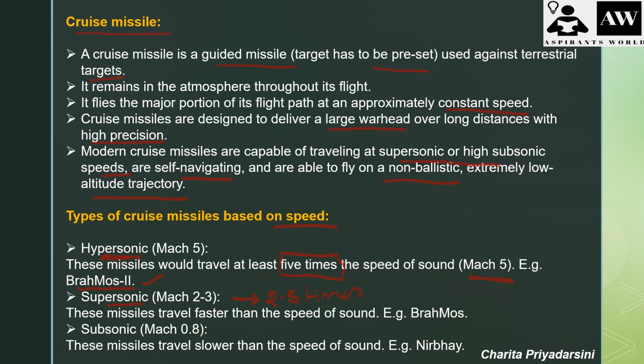And subsonic, on the other hand, is actually Mach number 0.8. Whenever you see 0.8, it indicates these missiles travel slower than the speed of sound. The best example of this category is Nirbhay. So this is one of the important missiles under the subsonic category. So in this way, based on its speed and in comparison with the speed of sound, we categorize the cruise missiles into hypersonic, supersonic and subsonic missiles.